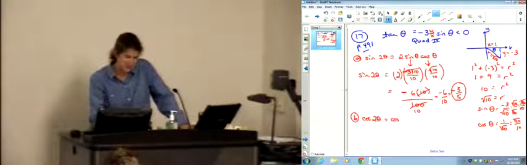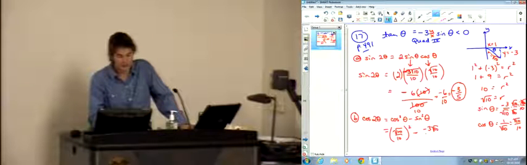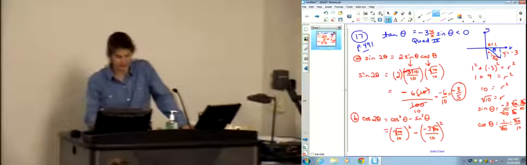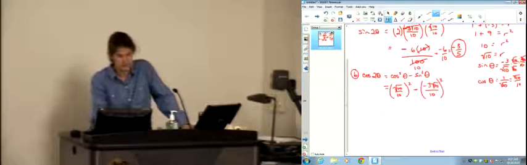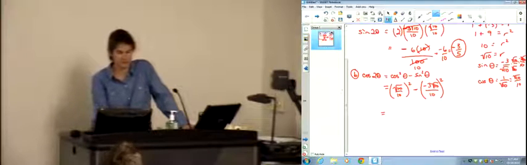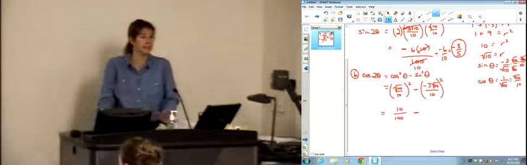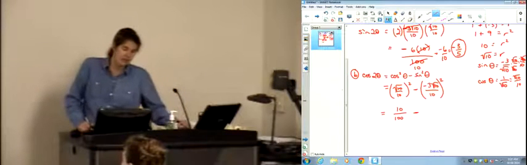So it says cosine squared theta minus sine squared theta. And so we get the cosine was square root of 10 over 10 squared minus negative 3 square root of 10 over 10 squared. So what do I get when I square root of 10 over 10? 10 over 100, which is 1/10. Okay, 10 over 100. I'm just going to leave it right now because I don't know if I want to reduce it or not since I'm going to have to subtract. Let's check out our denominators here and see what we want to do.